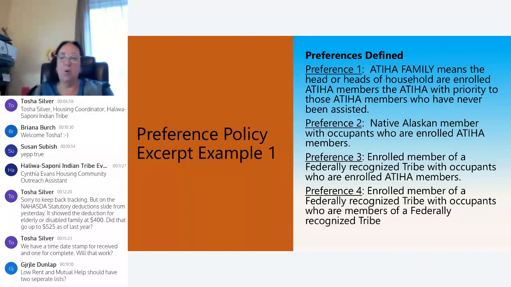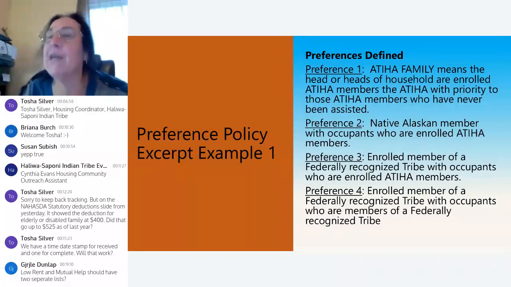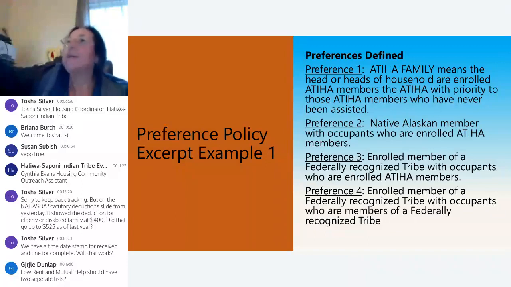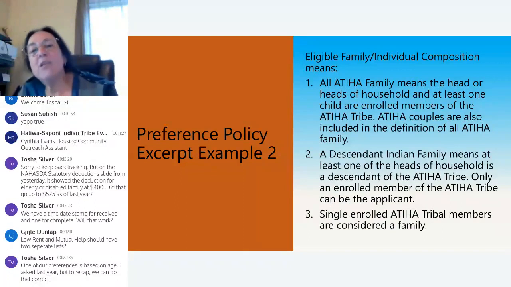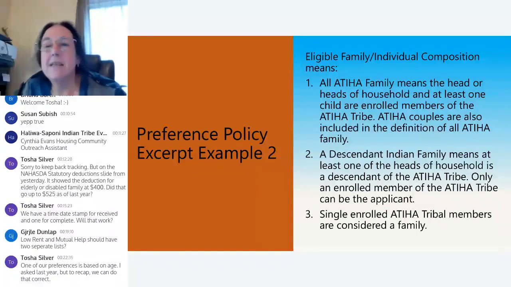Or an enrolled member of a federally recognized tribe with occupants who are members of a federally recognized tribe. Okay, that would be the last preference there. So eligible family, individual composition, all ATIHA members means that the head or heads of household and at least one child are enrolled members of the ATIHA tribe. ATIHA couples are also included in the definition of all ATIHA families.